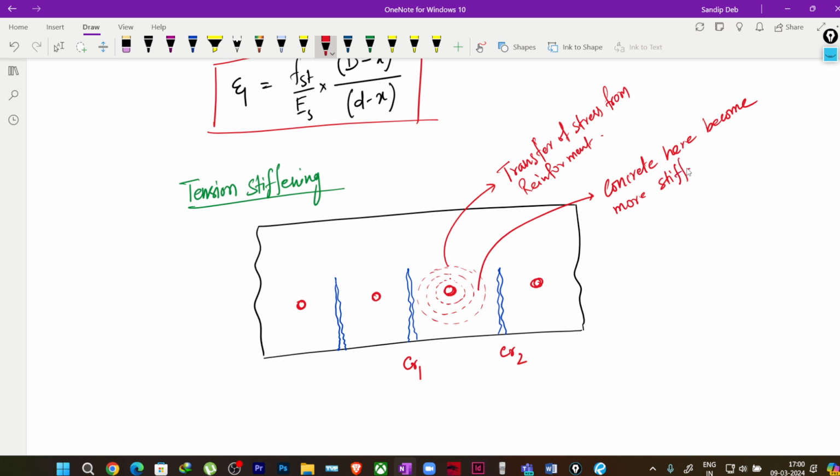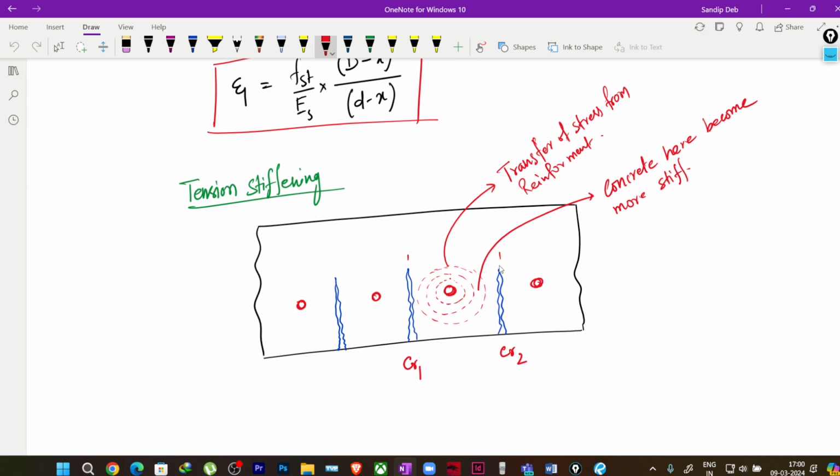Okay, so this phenomenon of transmission, or you can say transferring of stresses from the reinforcement between two cracks. Remember, it is between two cracks. This particular thing happens when the concrete is cracked and the reinforcement is provided between these two cracks. This phenomenon is happening here. So due to the transfer of stresses in the concrete, the stiffening of the reinforcement, the concrete increases.